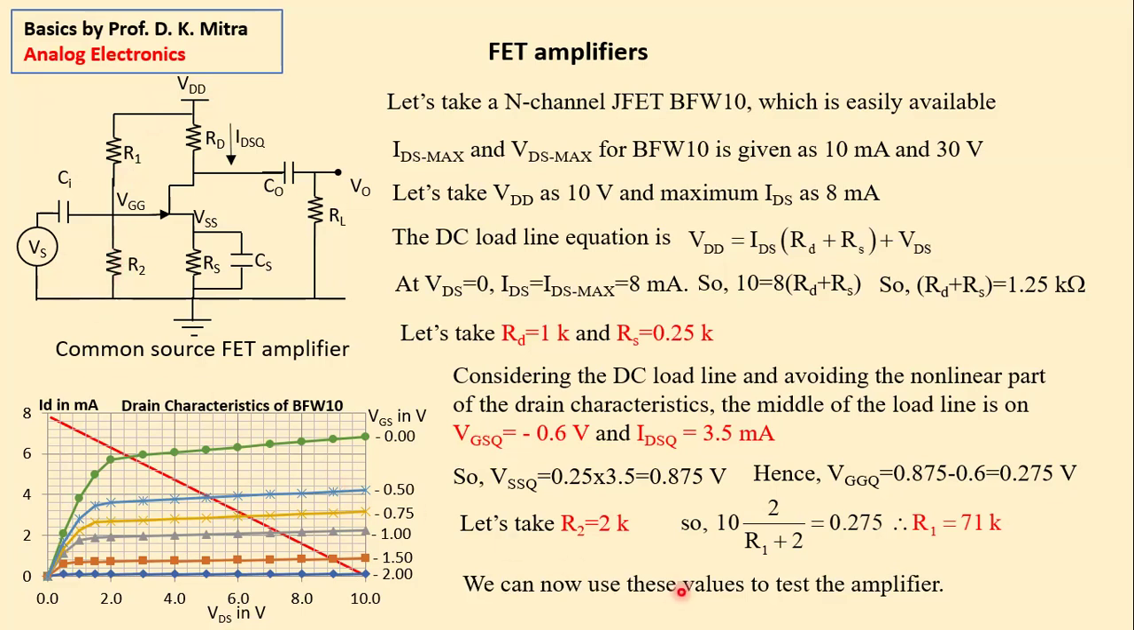So these are the values we got. Just 4 values: RD, RS, R1, R2. 1K, 0.25K, 2K, 71K. Our design is complete. And our design basis is gate source voltage is minus 0.6 volt and drain current, quiescent current is 3.5 milliampere. With this now, we can check this amplifier.